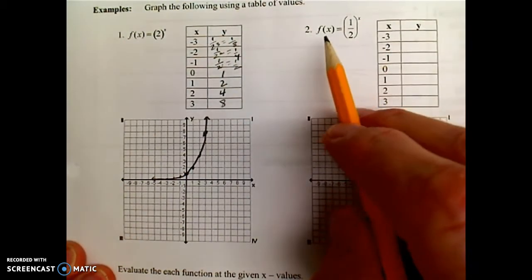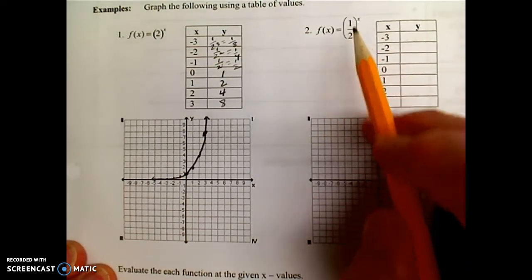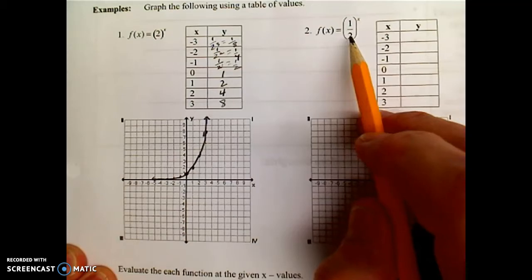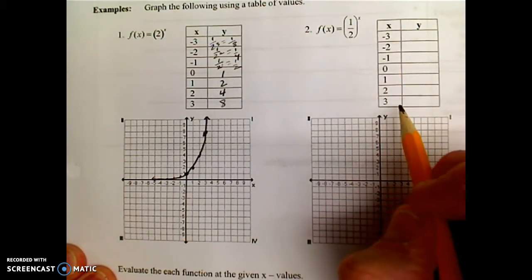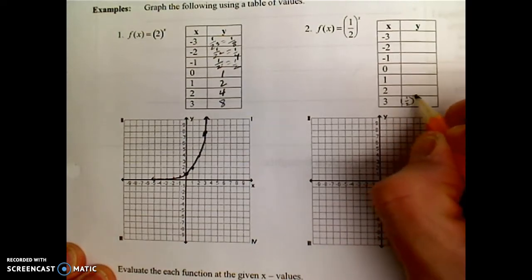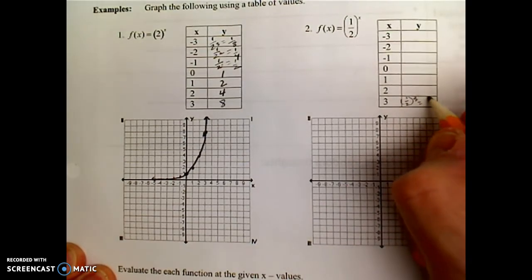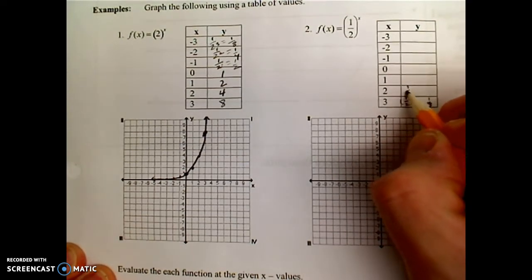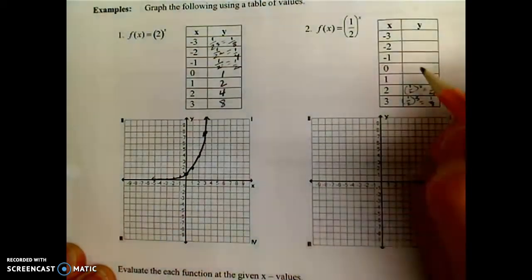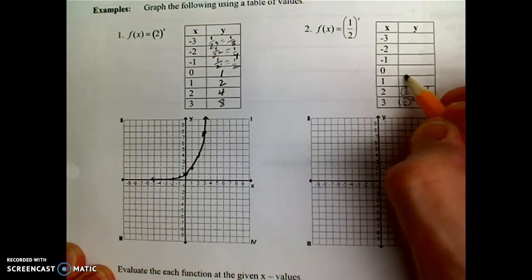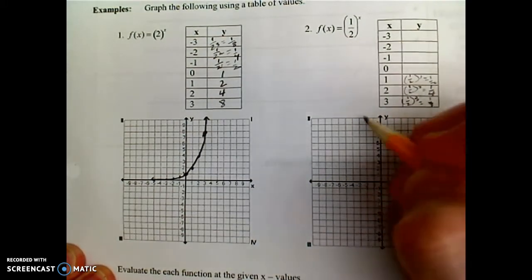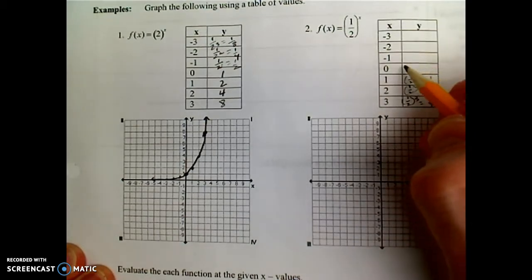Let's take a look at another example. F of x equals 1/2 to the x power. Okay, so think about what's going to happen here. When we go 1/2 to the third power, that's 1 over 2 to the third, that's 1/8. If we go 1/2 squared, that's 1 over 2 squared, that's 1/4. 1/2 to the first is 1/2. So you can already get the idea of what this graph is going to look like.